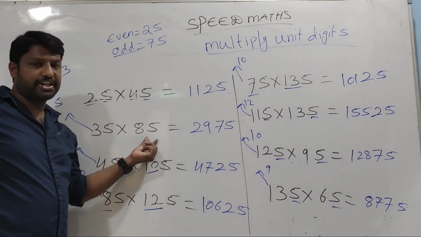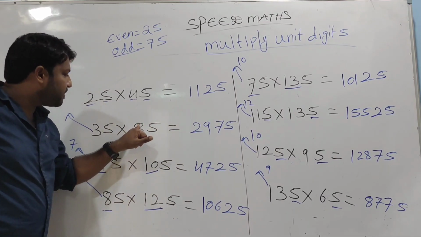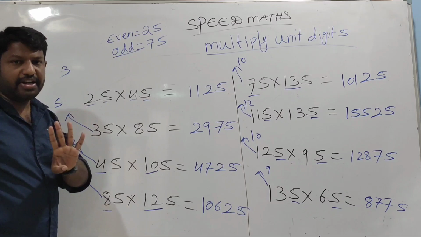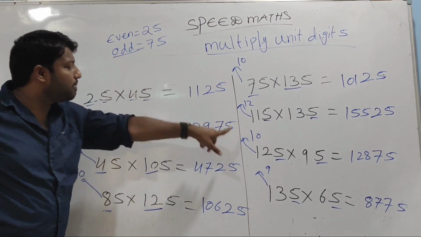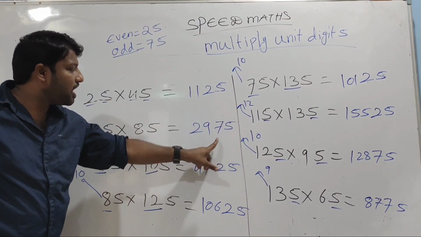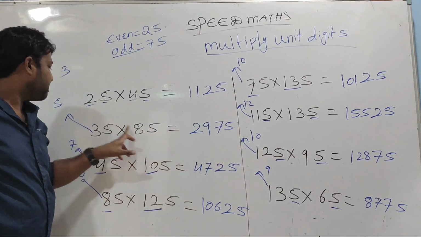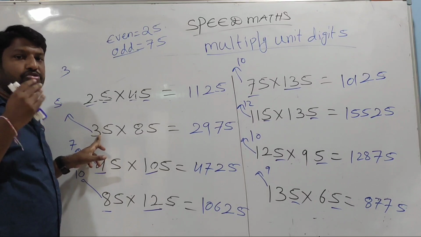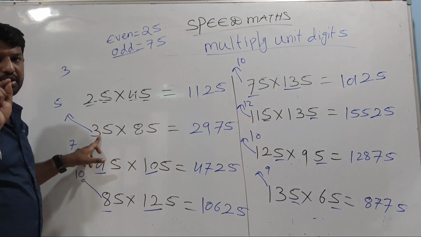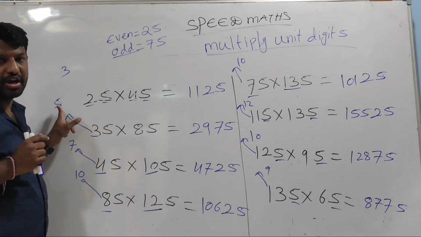Here see this. Now 35 and 85. Now add these two numbers: 3 plus 8 is 11. 11 is an odd number. If it is an odd number, immediately write 75 here. An even number means immediately write 25. Now 8 plus 3 is 11. Take half of that number. Half of 11 is 5.5. You should take only the integer part, not the fraction part. Don't take 0.5, take only 5. So I have written 5.